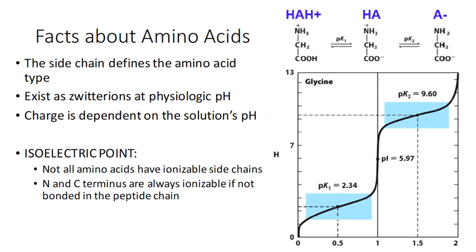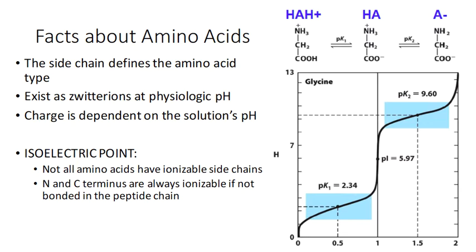Every amino acid has an amino and a carboxyl terminus, referred to as the N-terminus and the C-terminus respectively. The side chain is what makes each amino acid unique and what is essential to understand when solving isoelectric point problems. When determining an isoelectric point, keep in mind that not all amino acids have ionizable side chains.